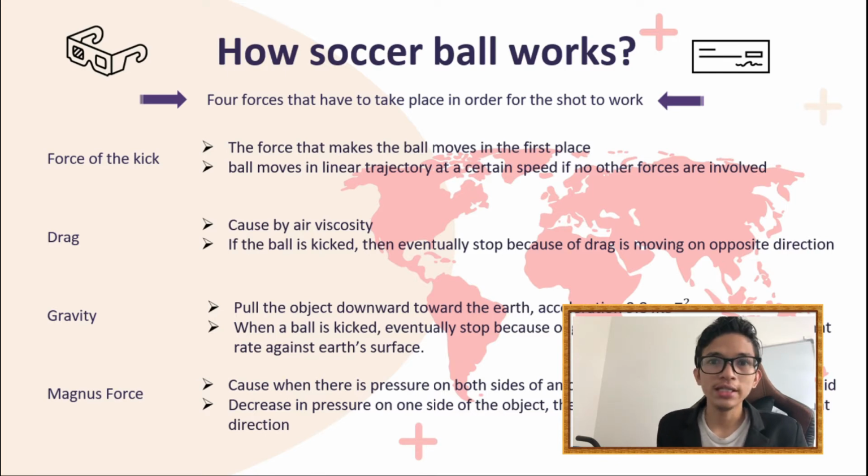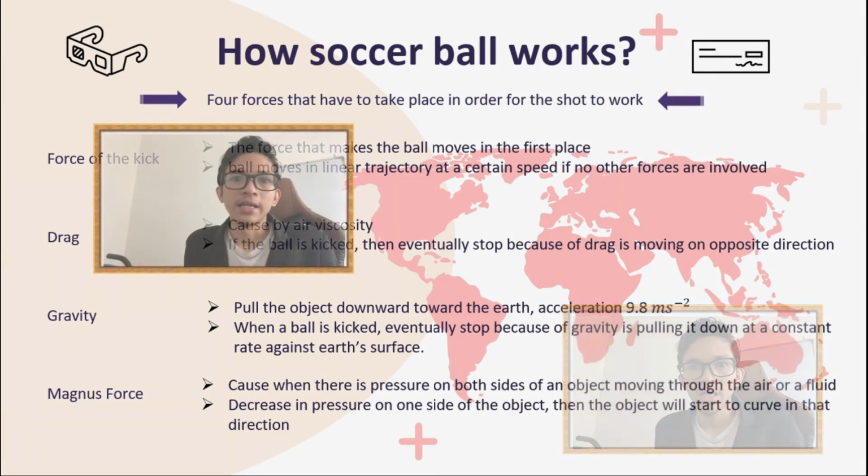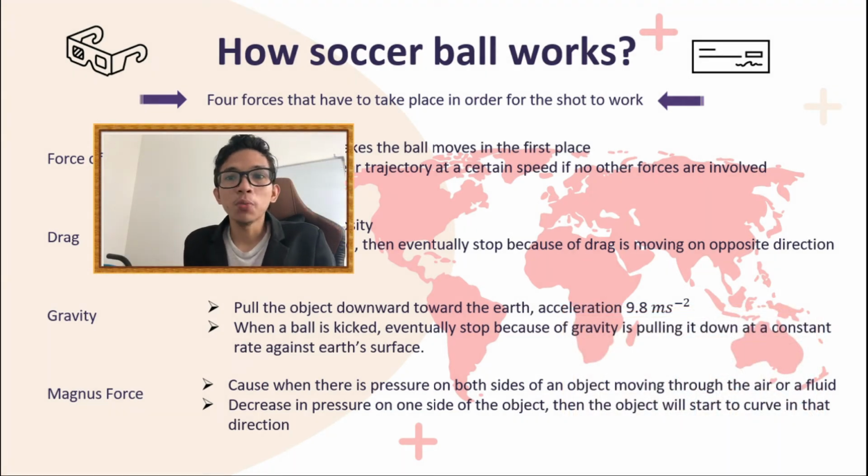The second one is drag, caused by air viscosity. If the ball is kicked, it will eventually stop because the drag is moving in the opposite direction. The third one is gravity, which pulls the object downward towards the earth at an acceleration of 9.8 meters per second squared. When a ball is kicked, it eventually stops because gravity is pulling it down at a constant rate towards the Earth's surface.